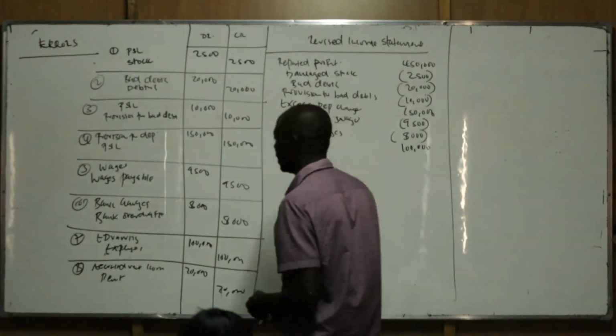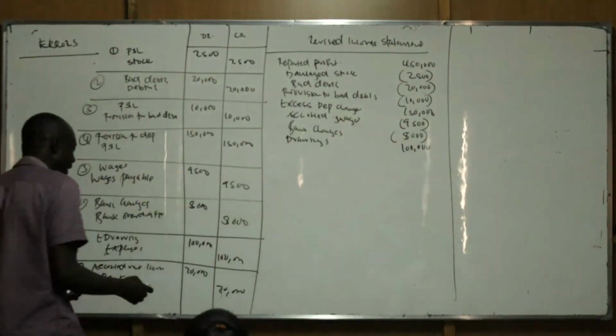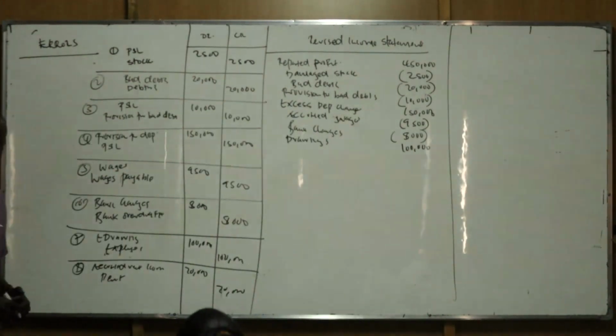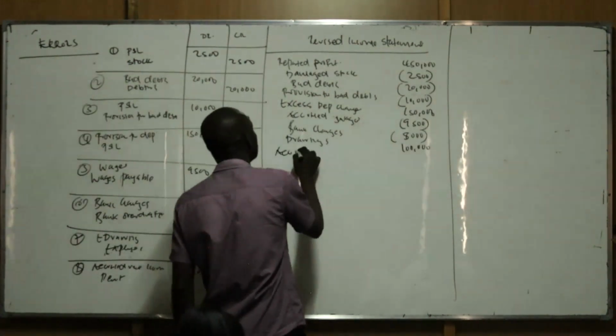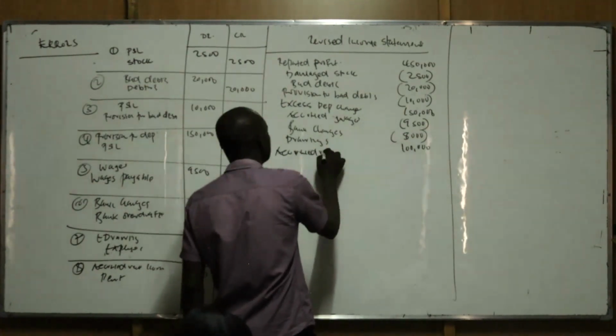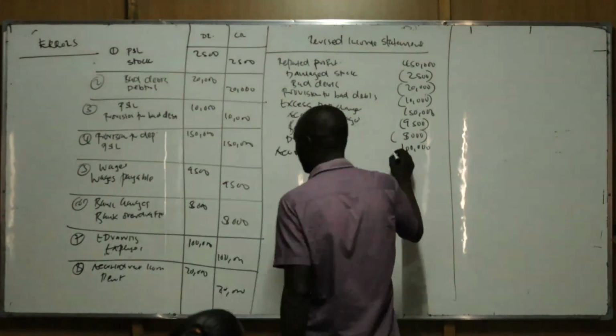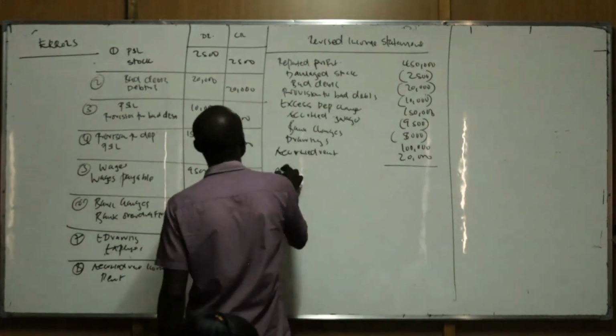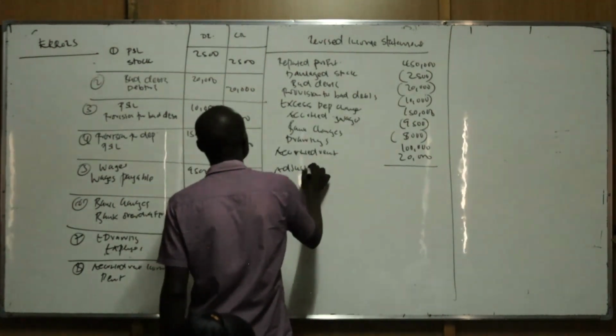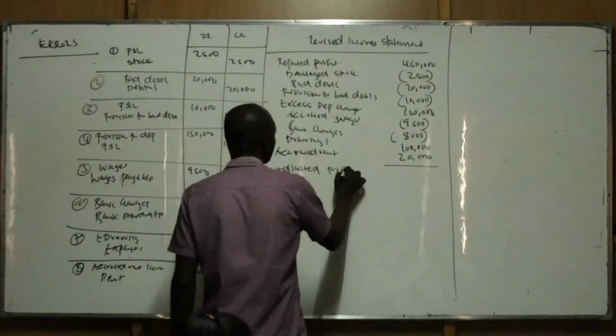100,000, correct? And lastly, we have accrued rent income that was not recognized. So we recognize it. We add accrued rent. Accrued rent, how much? 20,000, isn't it? So here we get the adjusted profit.